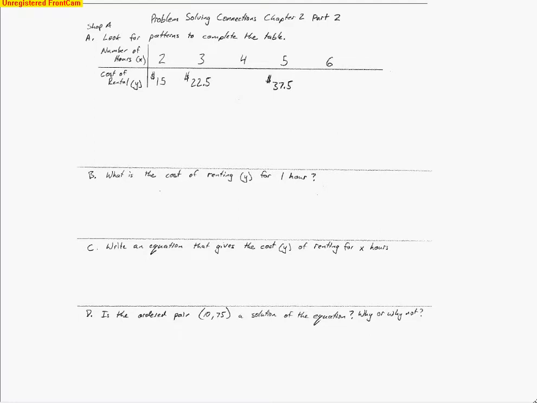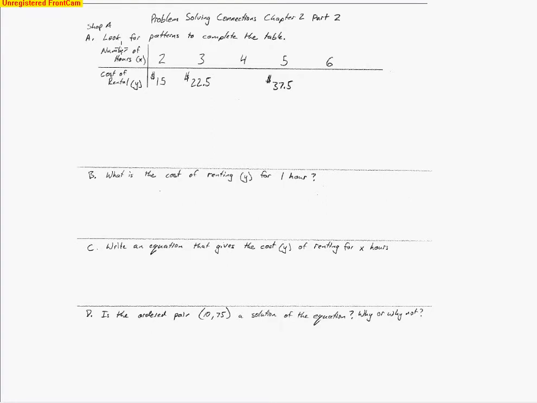This is the tutorial for Problem Solving Connections Chapter 2, Part 2. So this one looks at the different shops. The first one we looked at the 3 shops and we looked at their profit compared to their monthly intake. And here we're looking at the actual shops and their charges. And so it looks like we're going to look for patterns to complete the table.